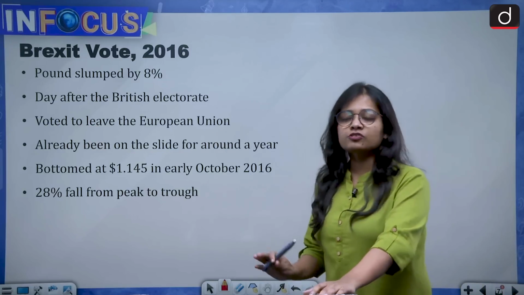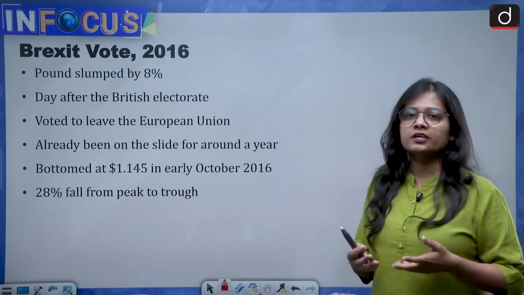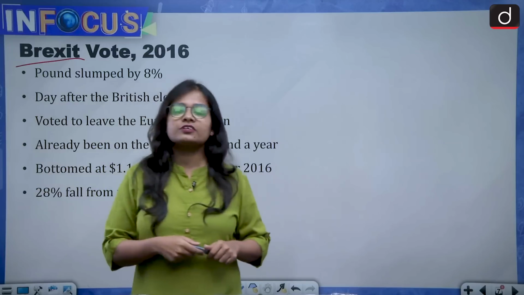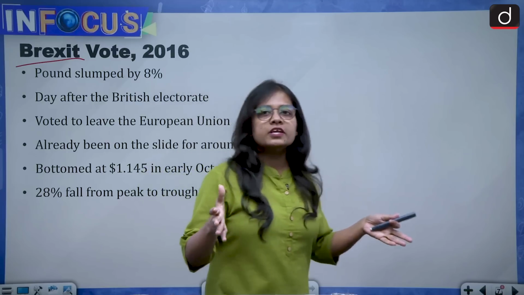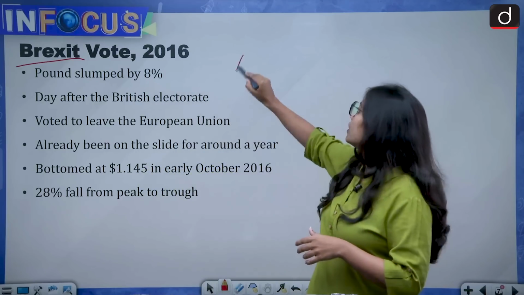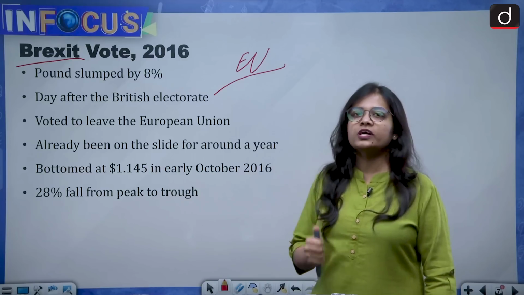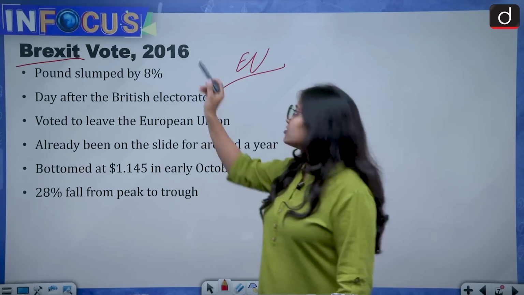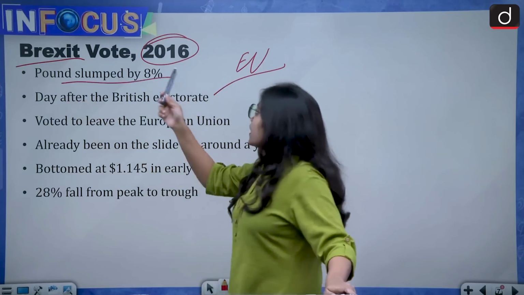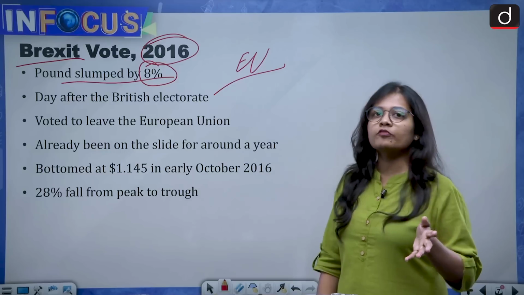Now let us talk about a few examples from the United Kingdom's history where they have been through a currency crisis or a currency crash. One of the famous examples is Brexit, which happened in 2016, one of the most talked about events worldwide, when Britain chose not to be a part of the European Union. When Britain chose to move out of the European Union, this happened in 2016, and the pound slumped by around 8% when the news came out that Britain would not be a part of the European Union.